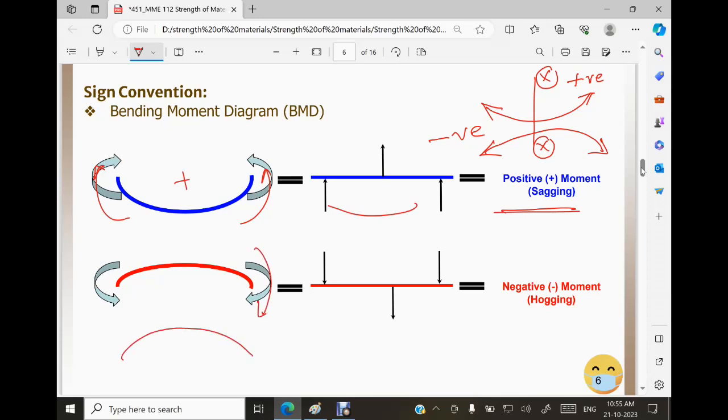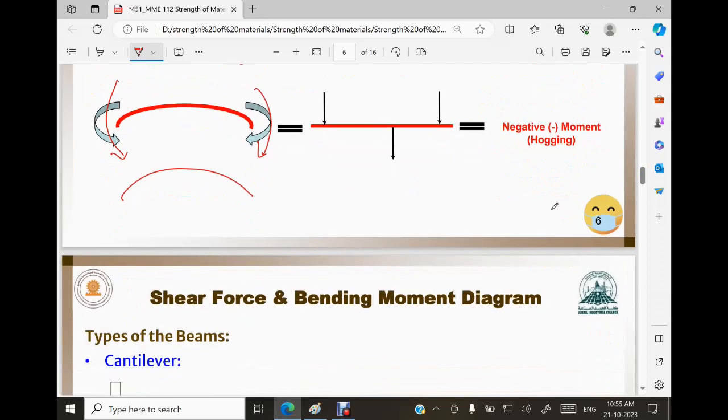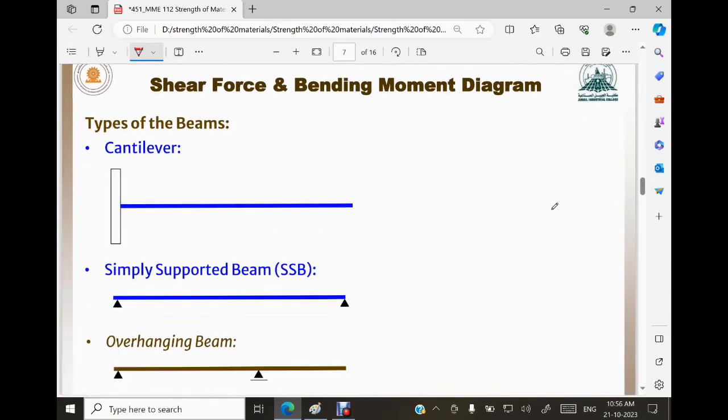Understand? See here, see here. So this is what I have also written on the right side. This is the sign convention for bending moment. It is very essential. Before we start any problem, we need to follow this rule.